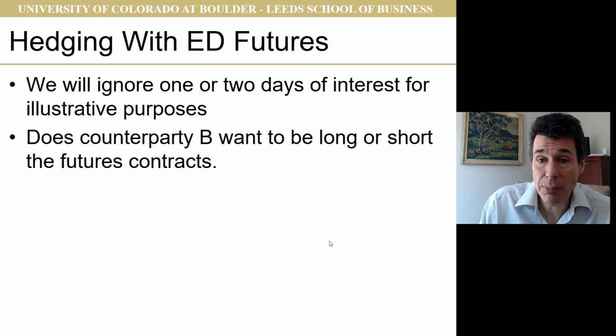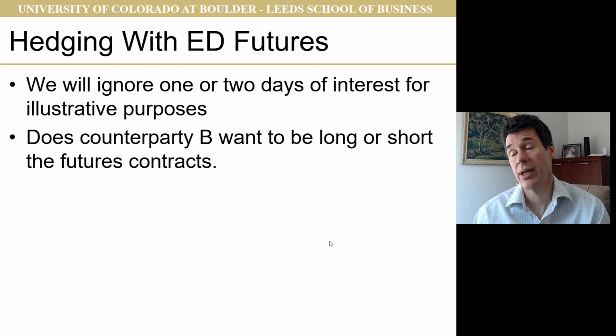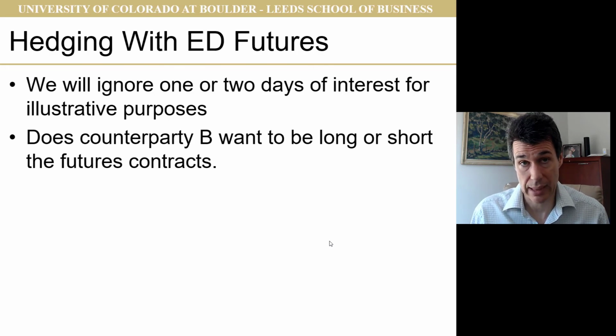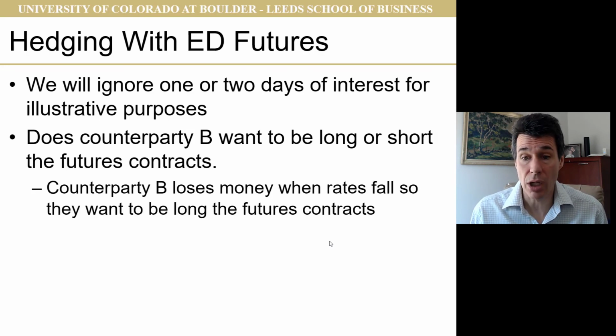And does counterparty B want to be long or short? So now we're looking at counterparty B's perspective. Counterparty B is borrowing money. If rates go up, they're happy. If rates go down, they're unhappy. So they want to be long the futures contract.